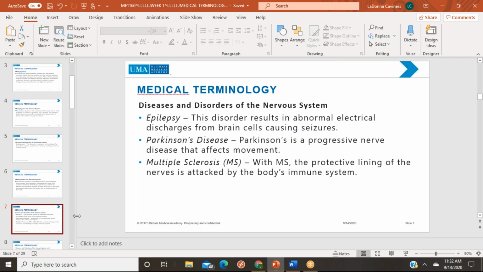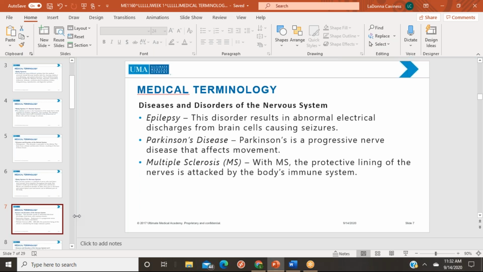Here are some examples of different nervous system disorders. The first one is epilepsy. This disorder results in abnormal electrical discharges from the brain cells, causing seizures. The second one is Parkinson's disease. Parkinson's is a progressive nerve disease that affects movement in the body. A lot of older people are normally diagnosed with Parkinson's disease.